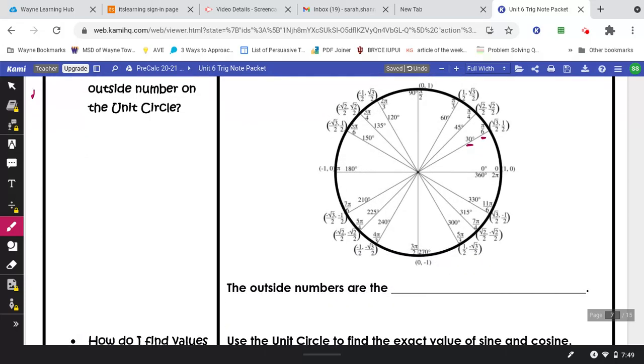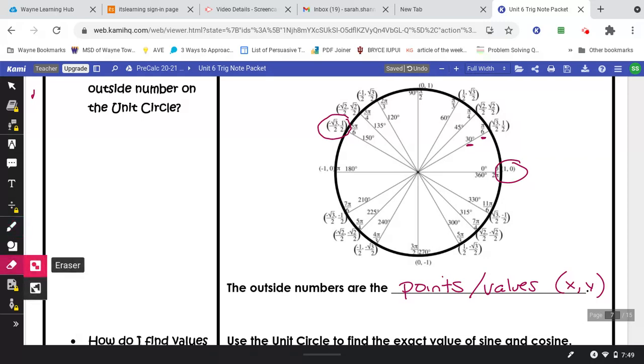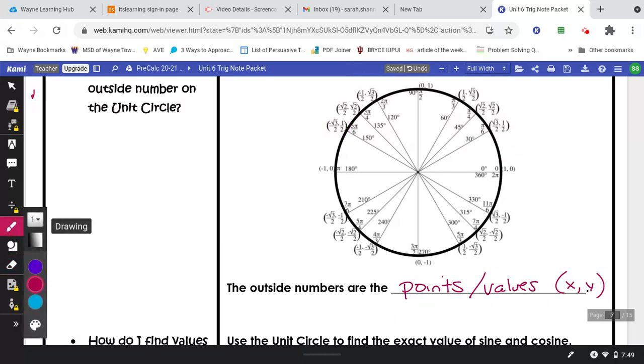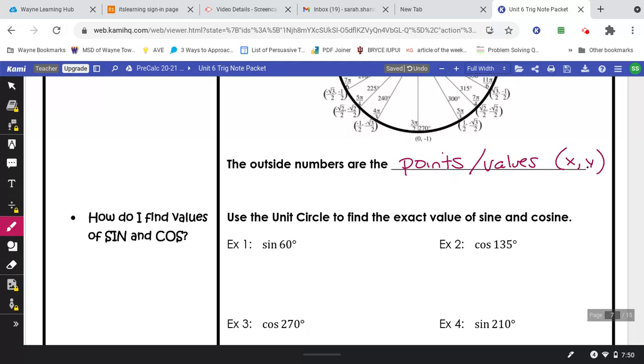Then on the outside, you'll notice you actually have points, or the values. And those are listed as XY pairs. So notice right there you have 1, 0. Over here, you have negative square root of 3 over 2, 1/2. Again, if you haven't filled out your unit circle, go make sure you do that first. All right, and then actually, how do we use this unit circle? So how do I find values of sine and cosine?